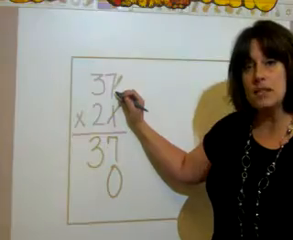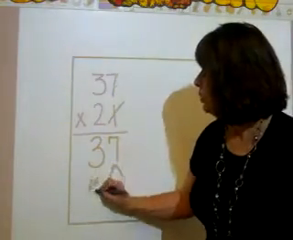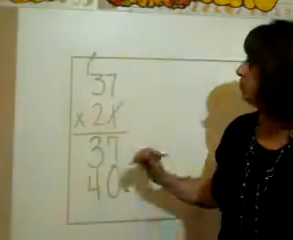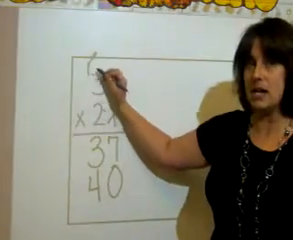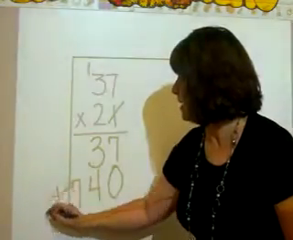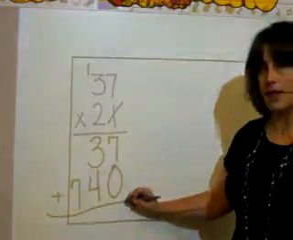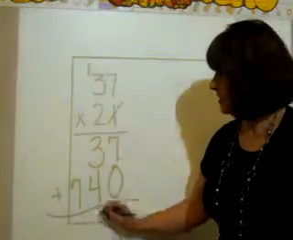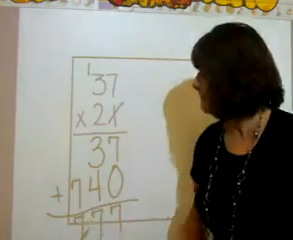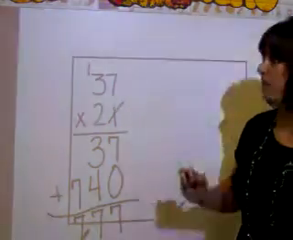2 times 7 is the same as 14. Record your 4 and regroup your 1. 2 times 3 is 6, plus 1 more makes 7. Then you add up 7, 7, and 7. Hope you're getting the hang of this a little bit.